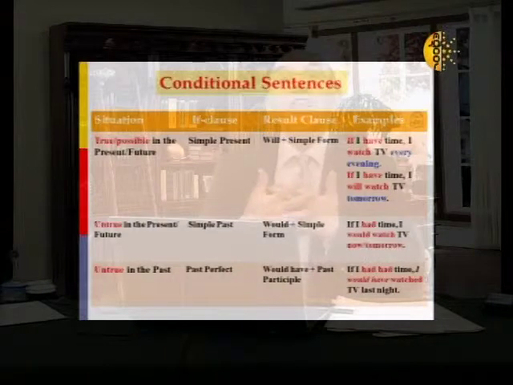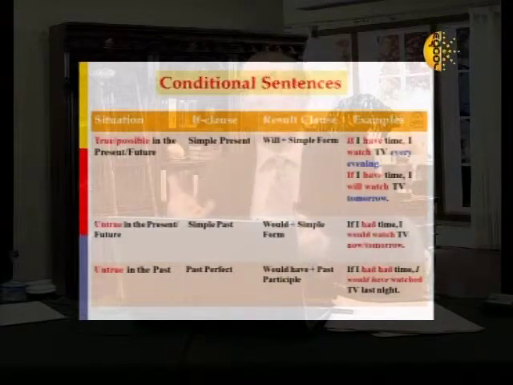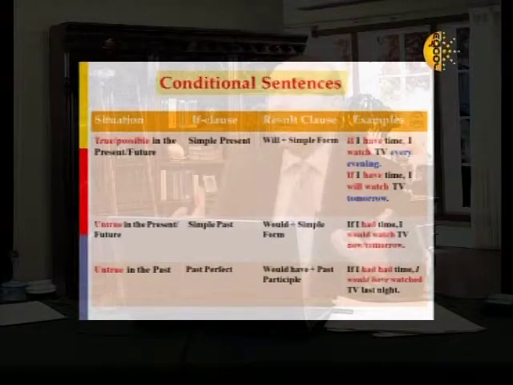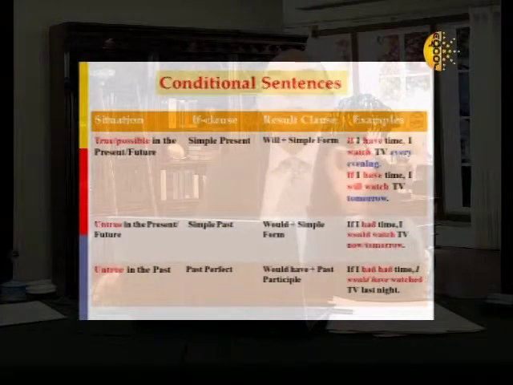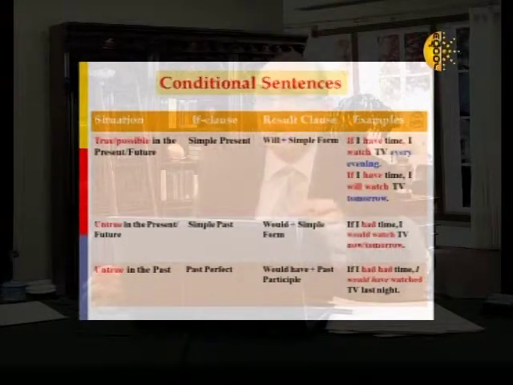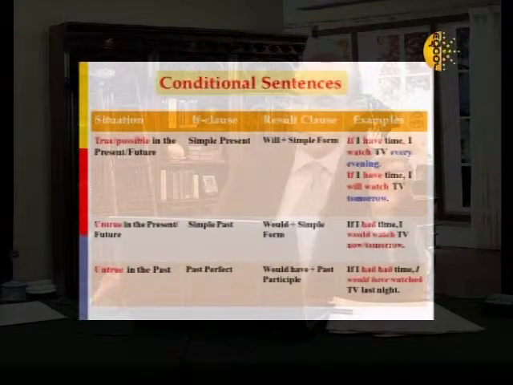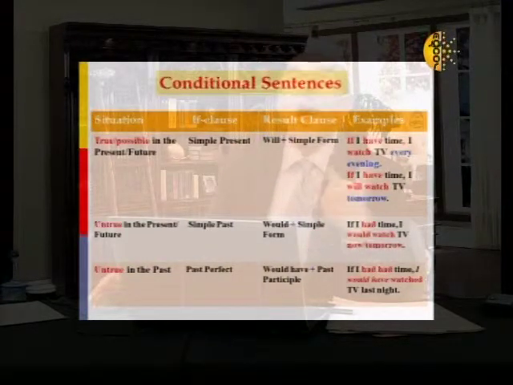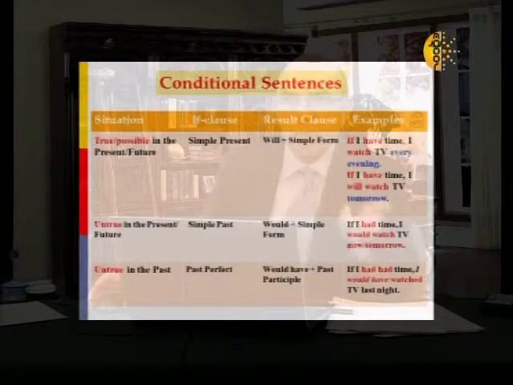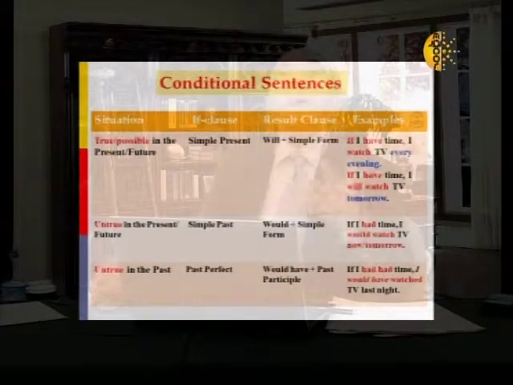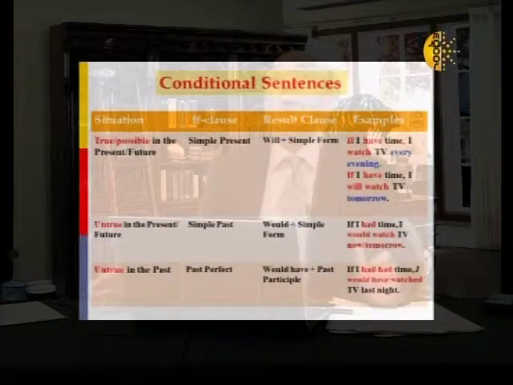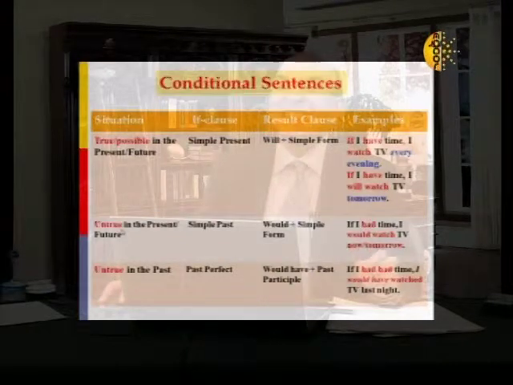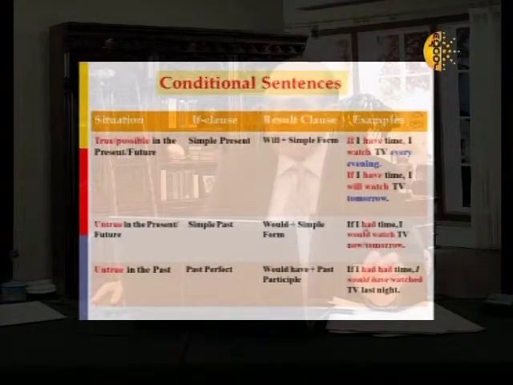I would watch TV. If I had time, I would call my brother now. But do I have time now? No. What is the fact? The fact is I don't have time. So if something is not real at this moment, you use past tense in English. So you say, if I had time now, I would call my brother. If I had time now, I would watch TV. If I had time now, I would take a nap. It means I am not taking a nap, I am not calling my brother, I am not watching TV because I don't have time. So if the situation is unreal, you use past tense for present time.